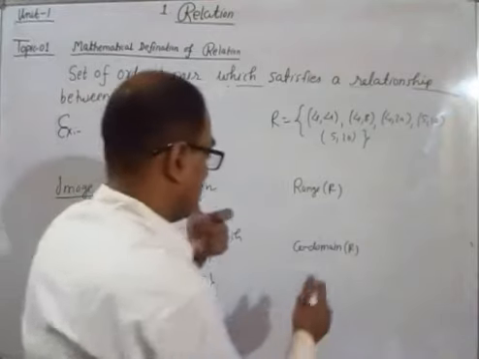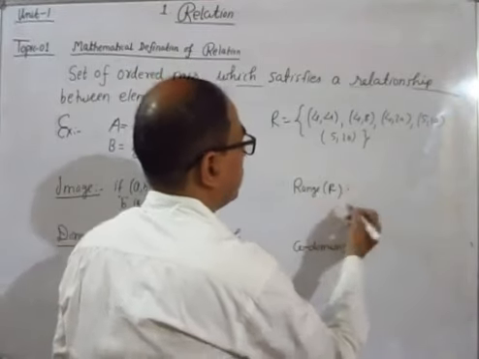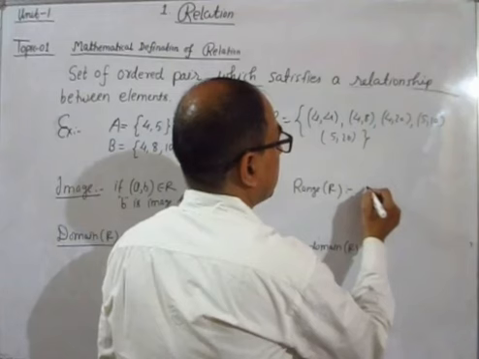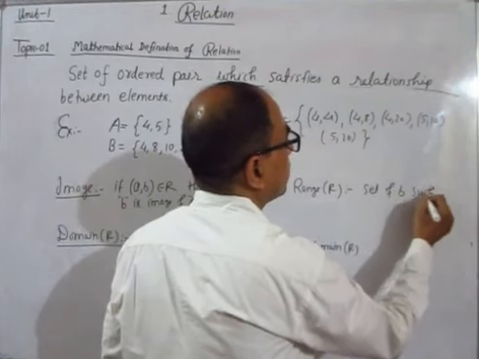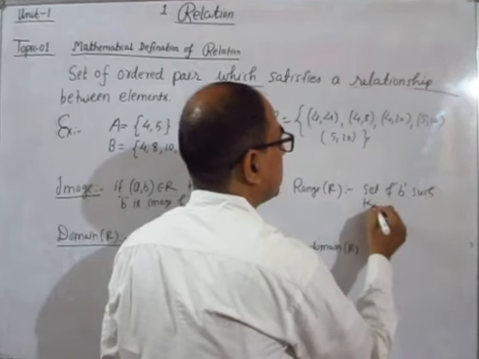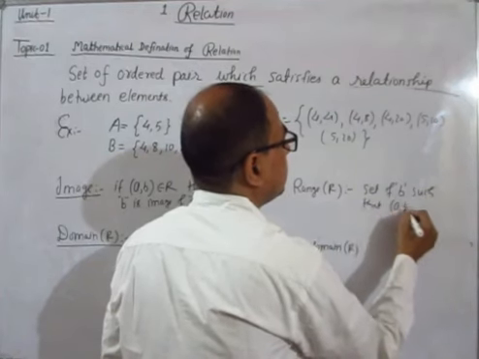Now what is the meaning of range? So range means the set of B such that A is related with B.